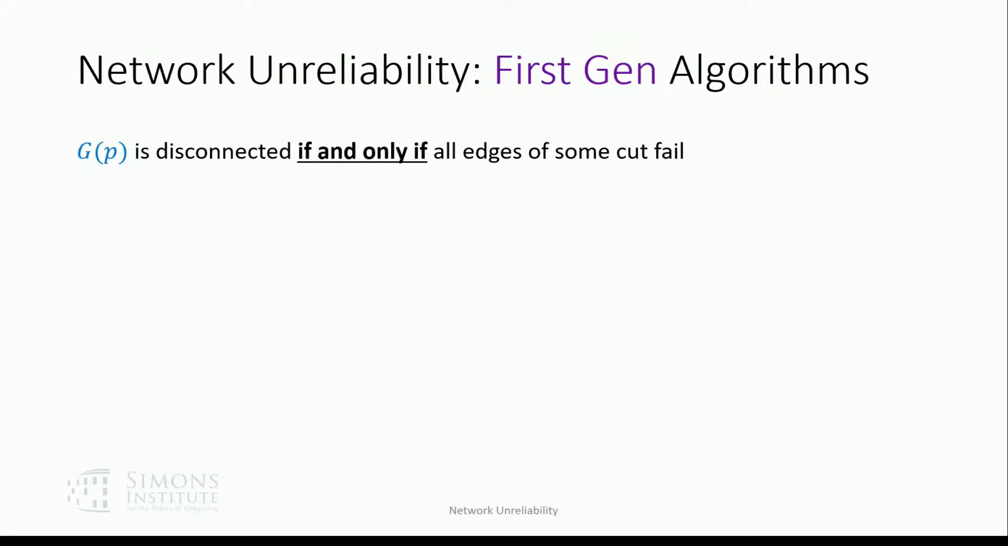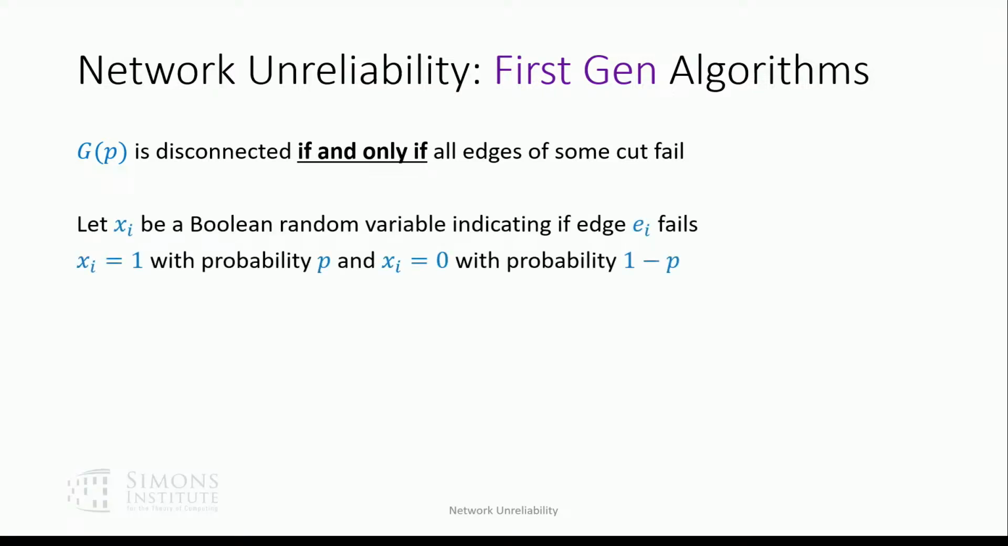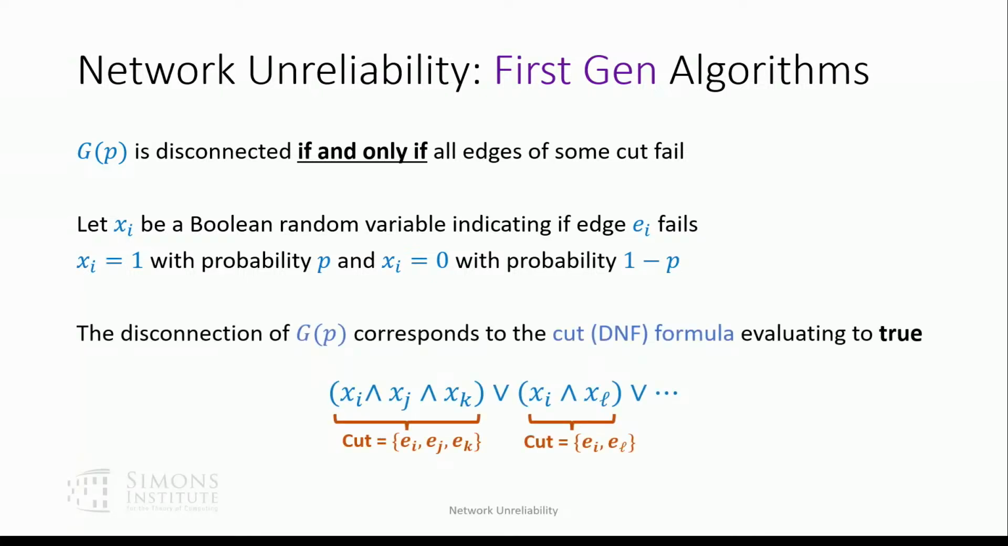But now that you have explicitly stated this, you can use this to think of this problem in terms of Boolean formulas in the following way. What you do is you define a Boolean variable, let's say x sub i. That's an indicator variable for whether the edge e sub i fails. So x sub i is 1 with probability p, and 0 with probability 1 minus p. And all the x sub i's are independent. Every edge is failing independently.